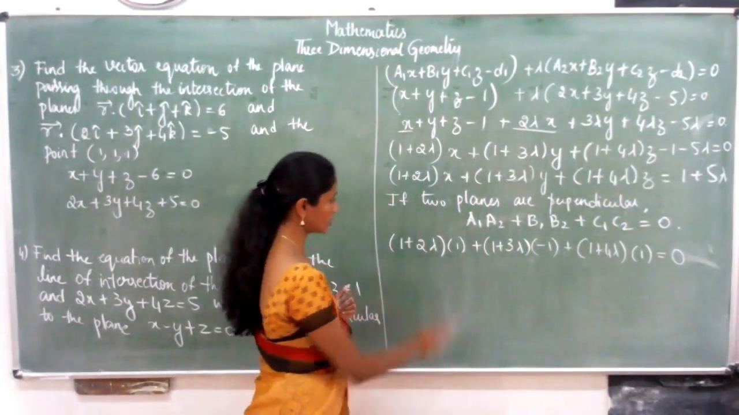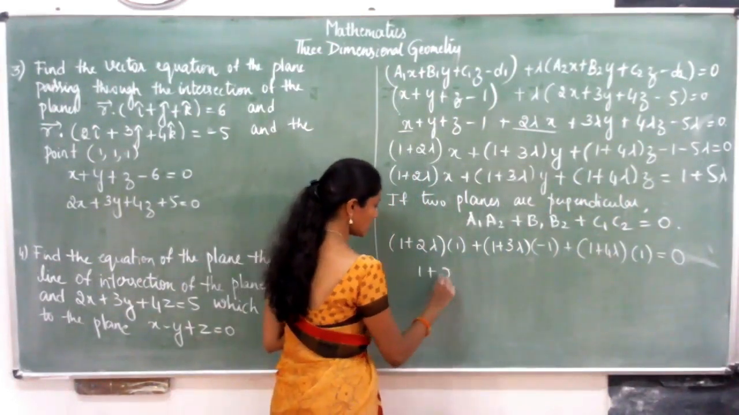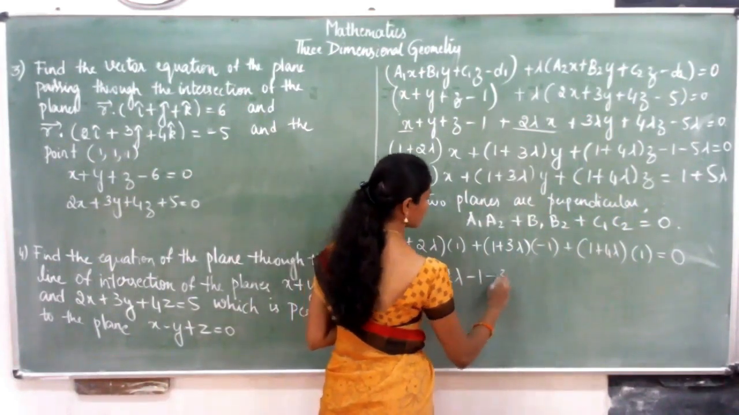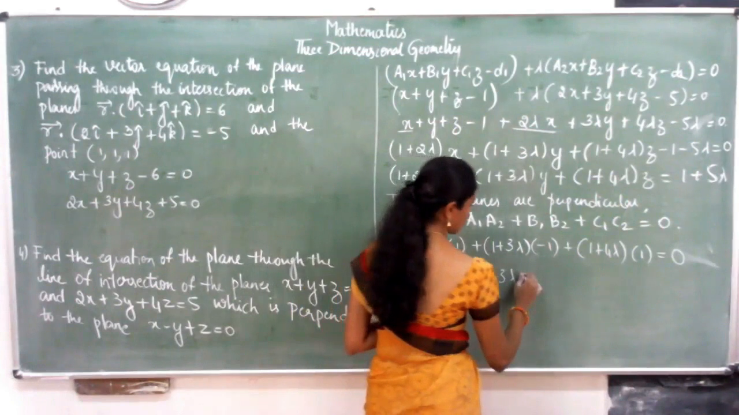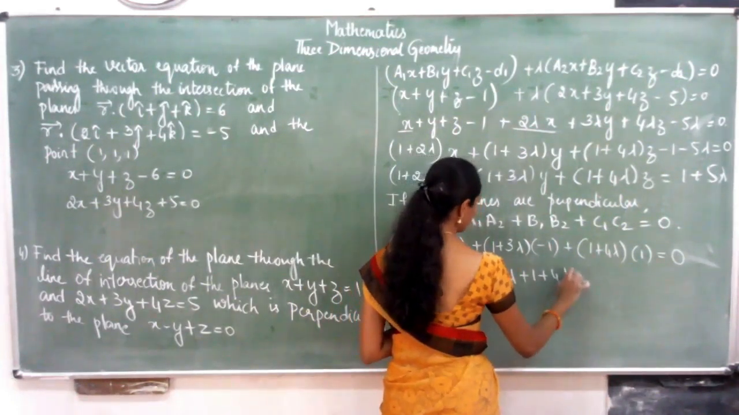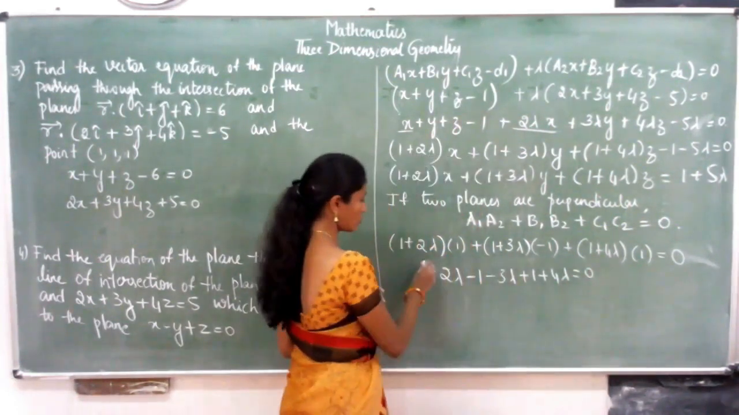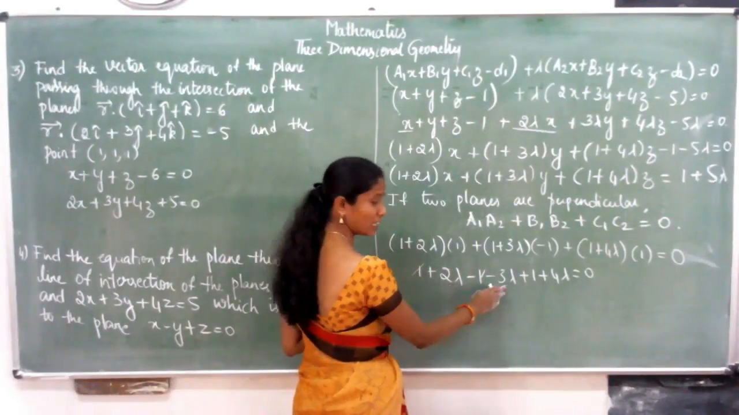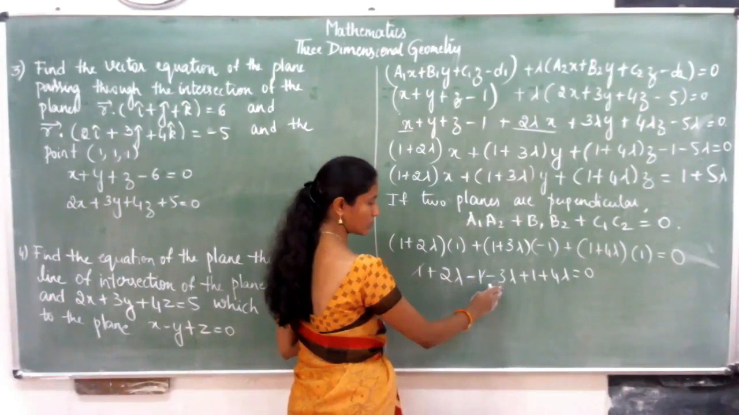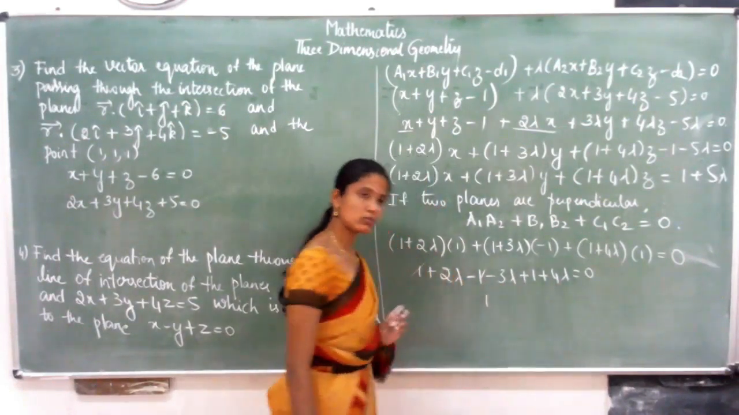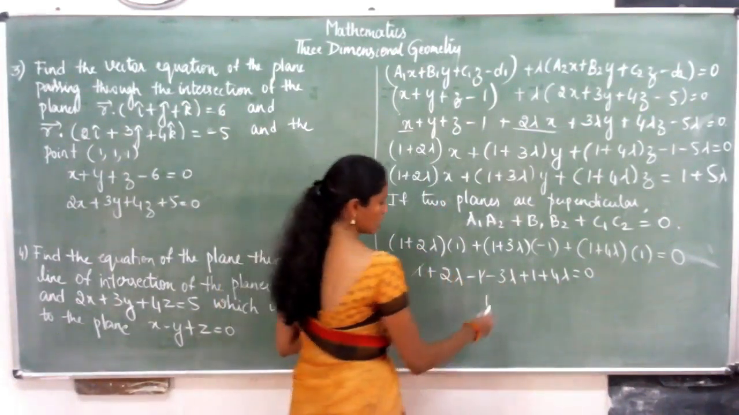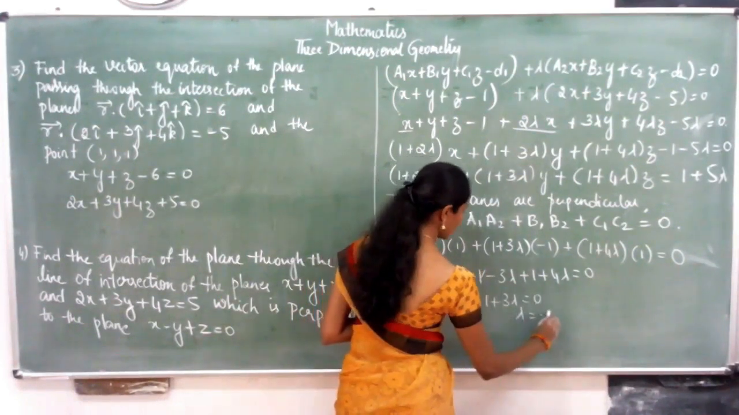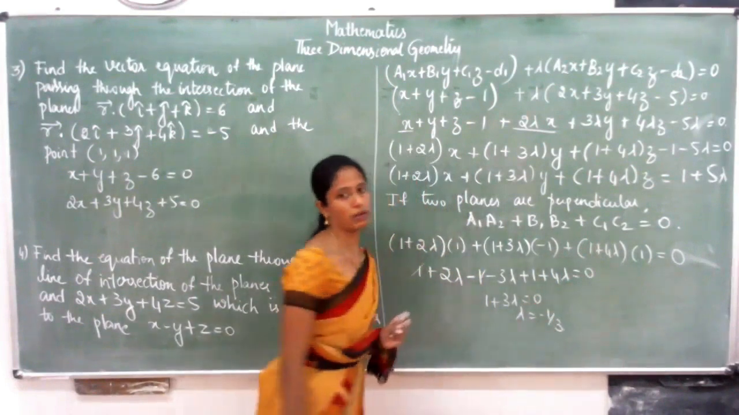So simplifying further, let us multiply 1 inside: 1 plus 2 lambda. We are multiplying minus 1, we get minus 1 minus 3 lambda. Next multiplying 1, we get 1 plus 4 lambda. So plus 1 minus 1 get cancelled. You have 1, then 2 lambda minus 3 lambda plus 4 lambda, it will be plus 3 lambda is equal to 0. So the lambda value is minus 1 by 3.